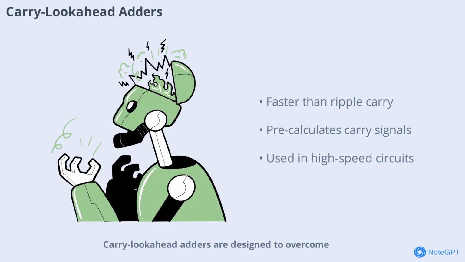Carry-Lookahead adders are designed to overcome the speed limitations of ripple carry adders. They use additional logic to calculate carry signals in advance, reducing the overall delay. This makes them ideal for high-speed applications where quick arithmetic operations are essential. While more complex, carry-lookahead adders are a key innovation in digital circuit design.